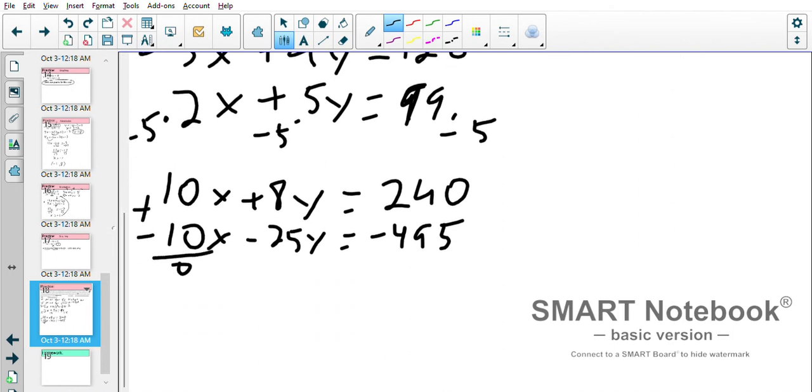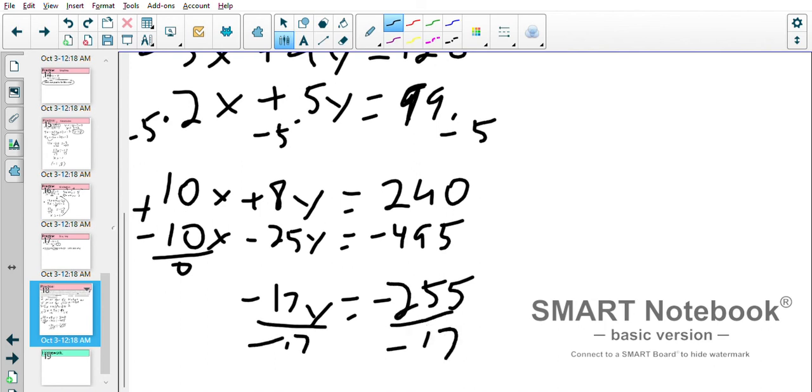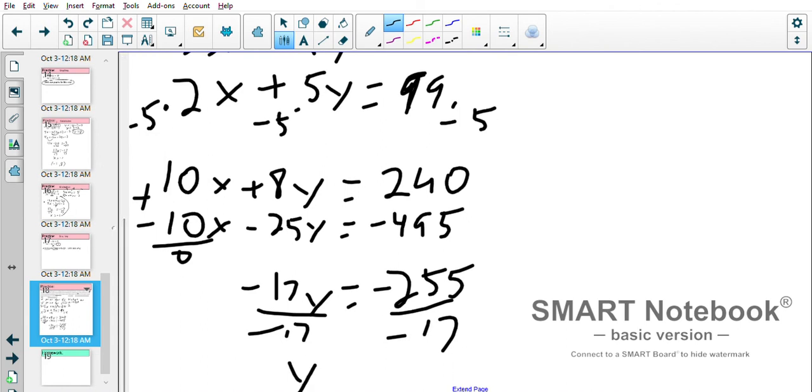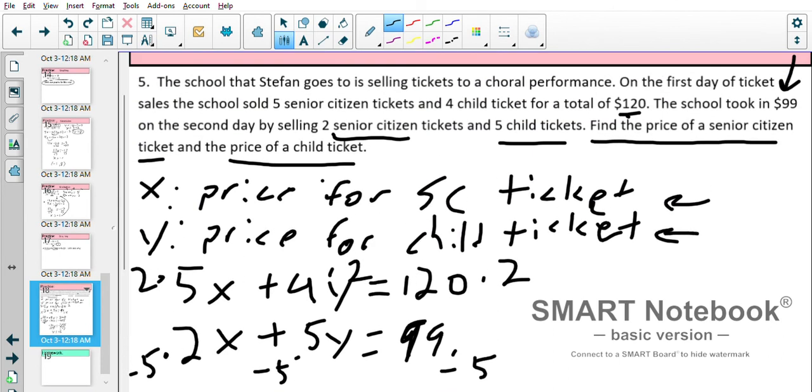Add them together, we get a 0 there. Love it. 8y plus a negative 25y together gives us negative 17y. And on the other side, we end up with negative 255. Let's clean that up a bit. Finish this out by dividing by negative 17. And we end up with y equals 15. So that means $15 would be the cost of our child ticket. We can see that right there.